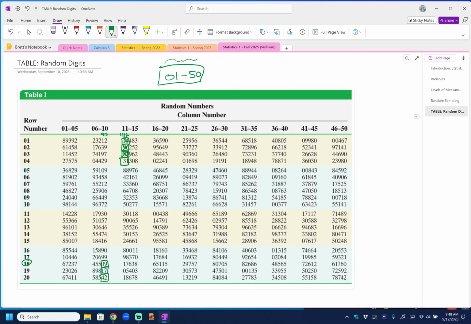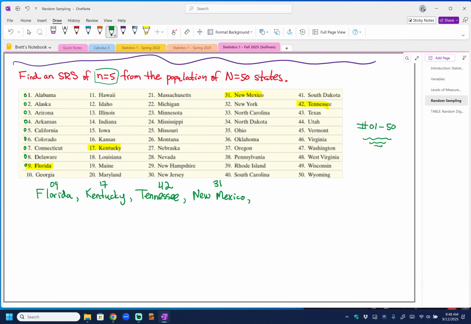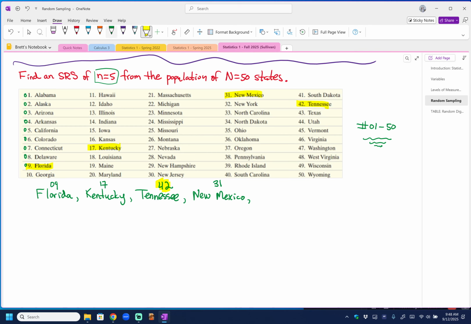It looks like 88 is not in our set. And then we get to the number 42. Looks great. It's in our values. We go over here and all of a sudden we go, uh-oh. So it turns out that 42 has us picking Tennessee again. That just doesn't make any sense. We're looking for 5 different states. We don't want to repeat a state.